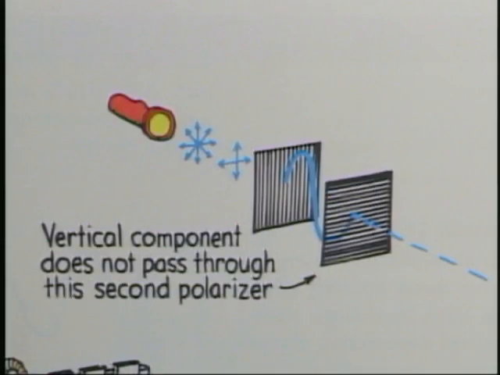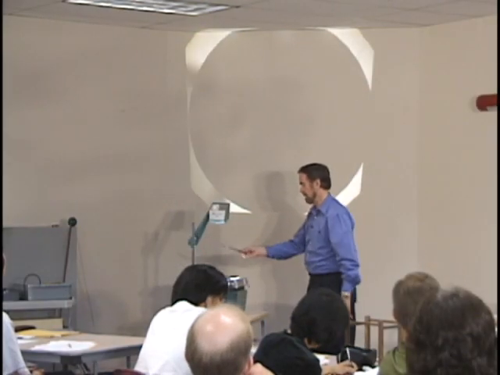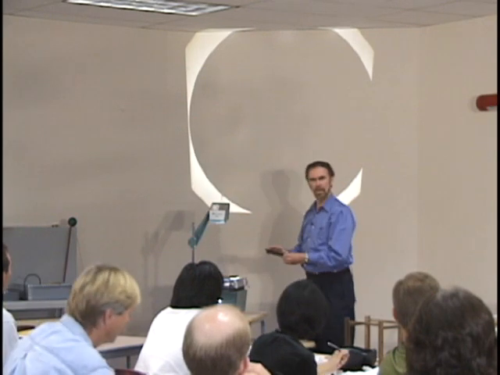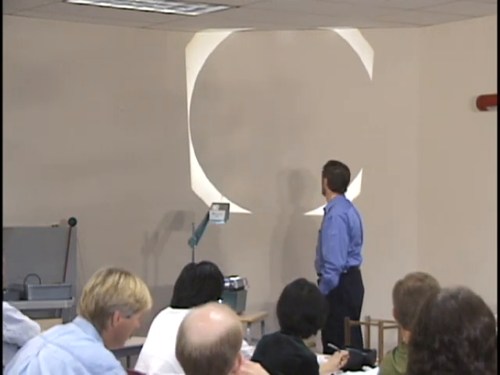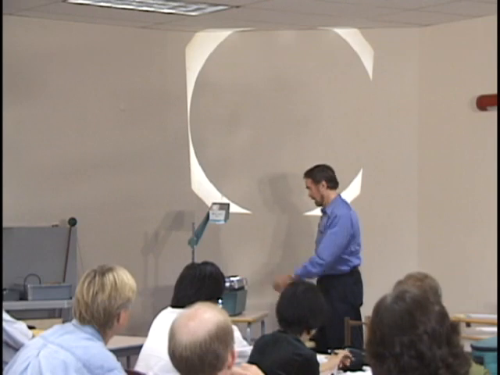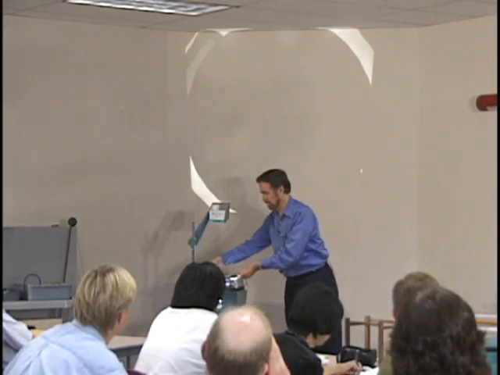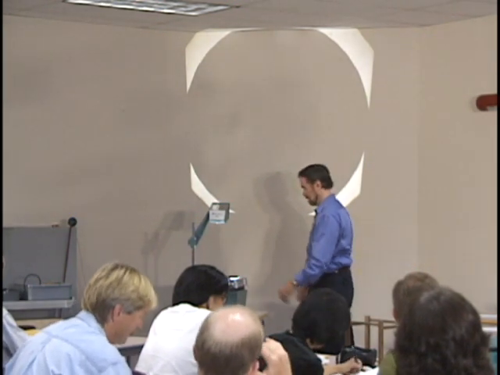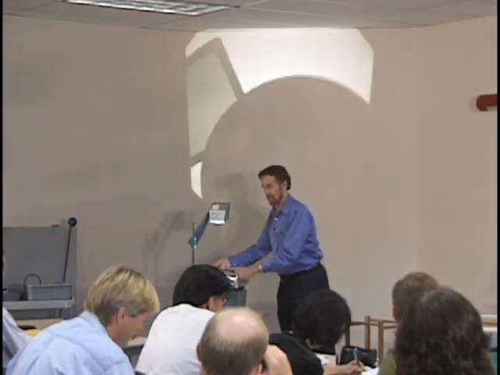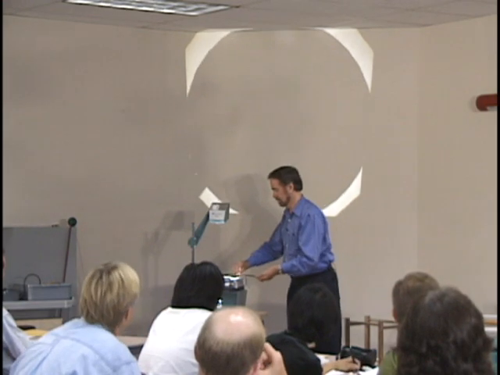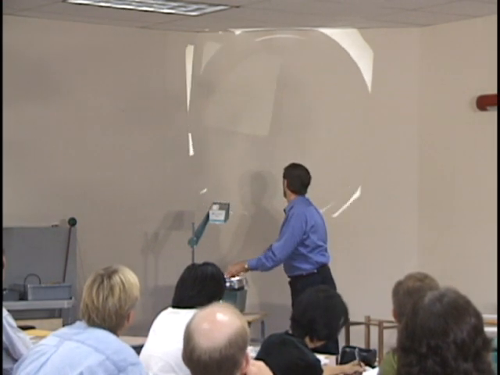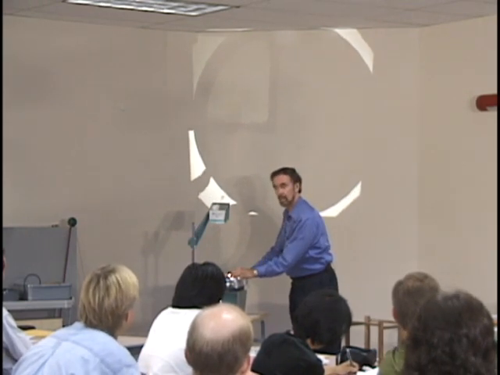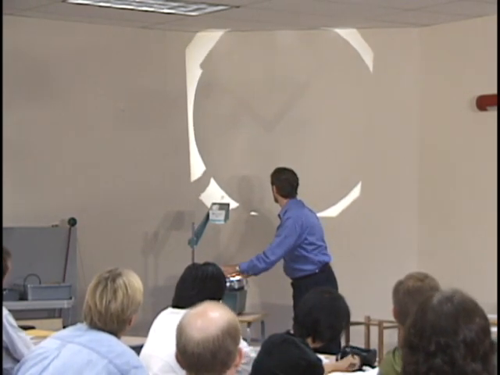Take a third Polaroid and put it on the top. Oh, that's strange. I thought with 3 Polaroids, light would come through. Oh. Well, let's put it on the bottom. Oh. Well, let's put it in the middle. Oh. How can that be? How can that be?